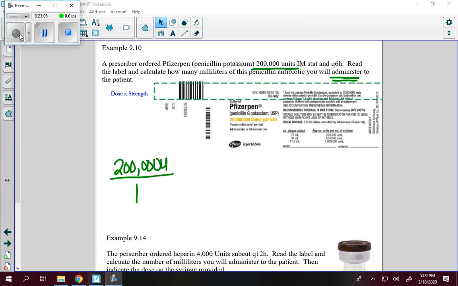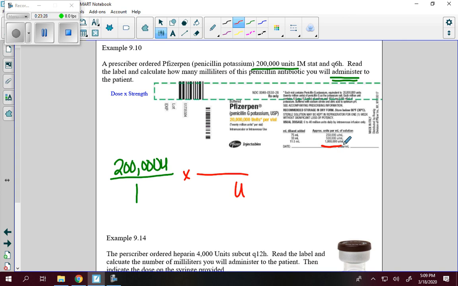So I have 200,000 units as my dose, and I have to multiply it by my strength, which I don't know yet because I haven't reconstituted it yet. But I know I have units here. So if I look at my strength, it says the units per milliliter could either be 250,000 units per milliliter, 500,000 units per milliliter, or 1 million units per milliliter. And if I'm giving my strongest strength, I have 1 million units per milliliter.